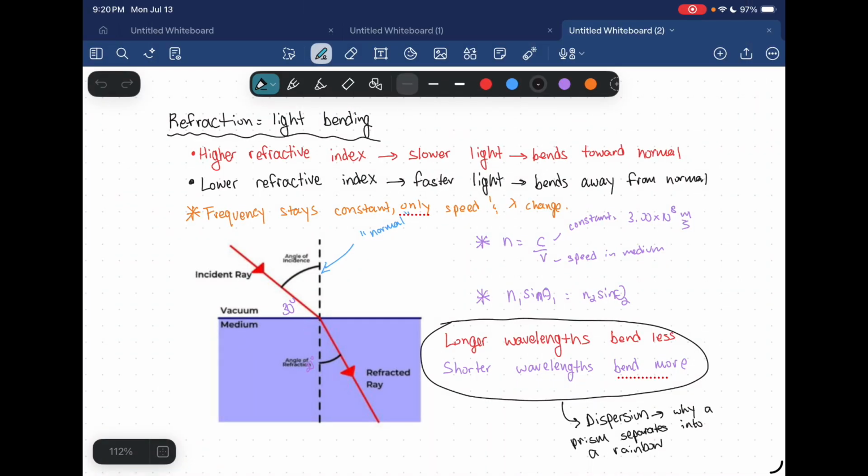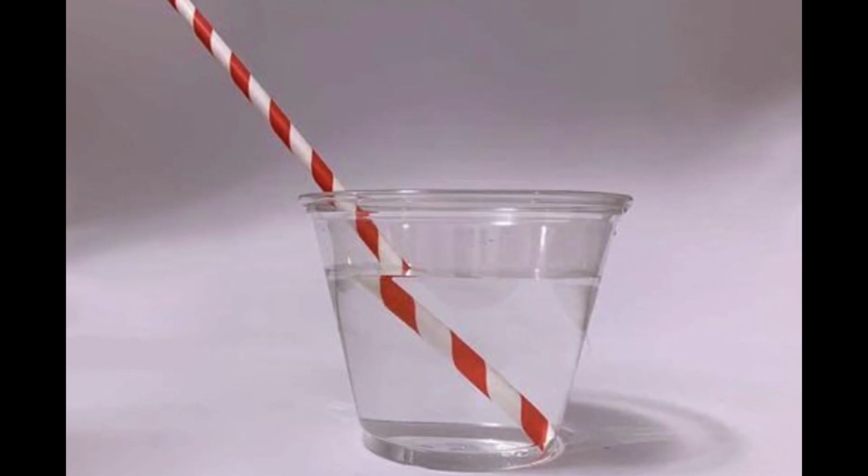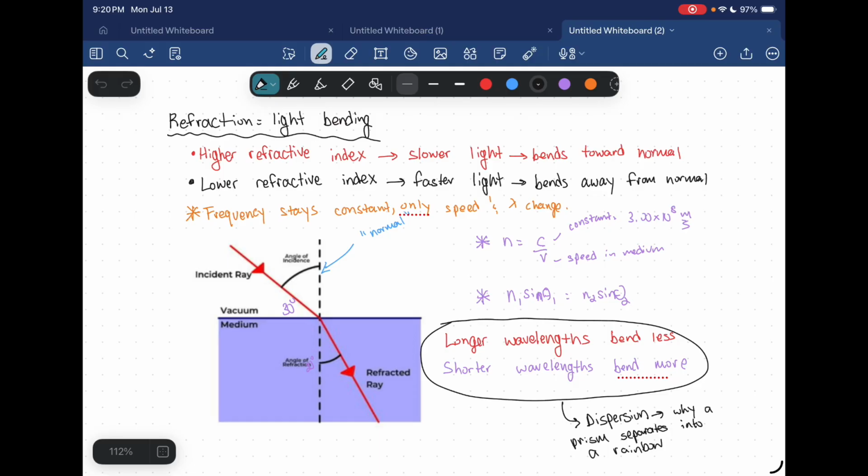One of the MCAT's favorite topics in optics is refraction. It sounds intimidating, but it's really just the bending of light as it passes from one material into another. Think about the classic example of a straw sitting in a glass of water. The straw appears bent, even though it isn't. And this optical illusion exists because of refraction.